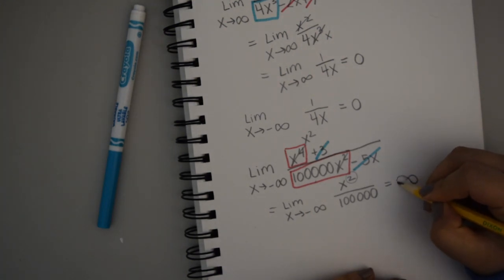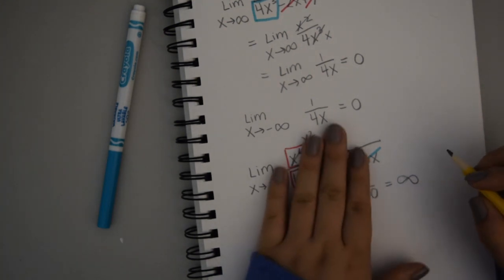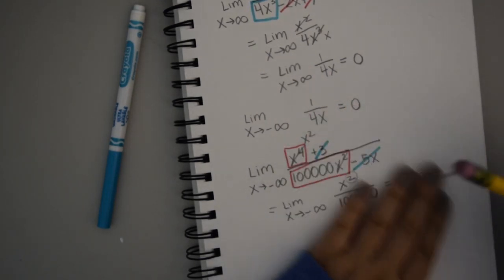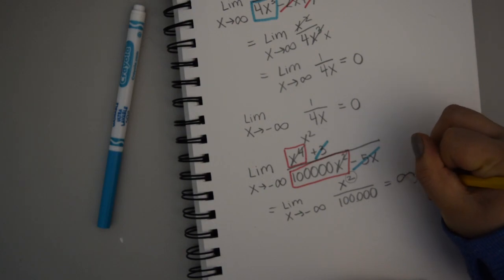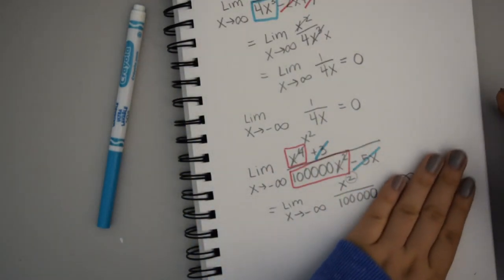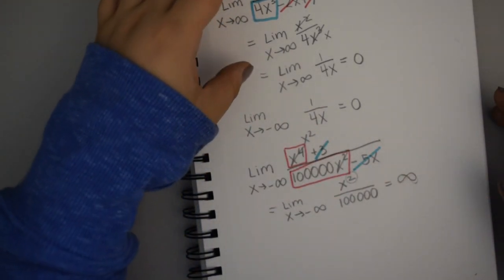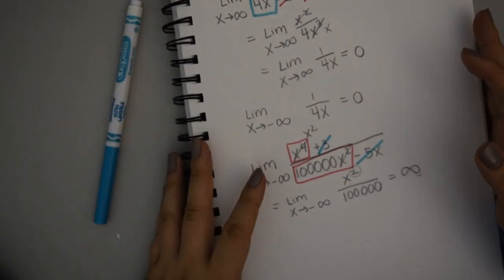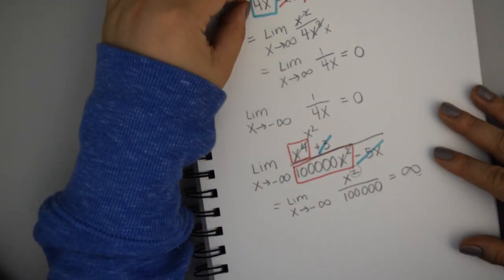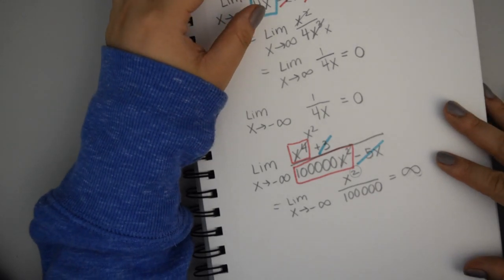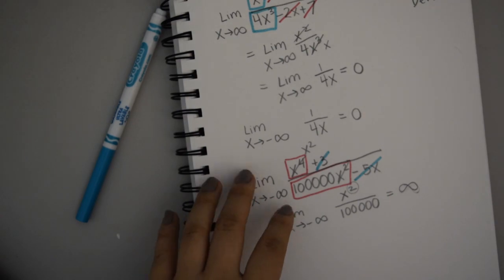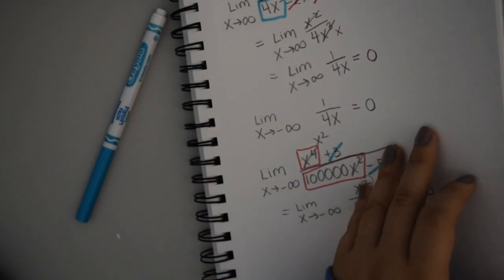And there you go. Positive infinity. Okay, so that's it. You do the same method for any type of numerator divided by denominator type question. So basically what we're doing is we're comparing the leading terms of the numerator with the leading terms of the denominator. Now if they happen to be the same, let's do an example where they're the same.